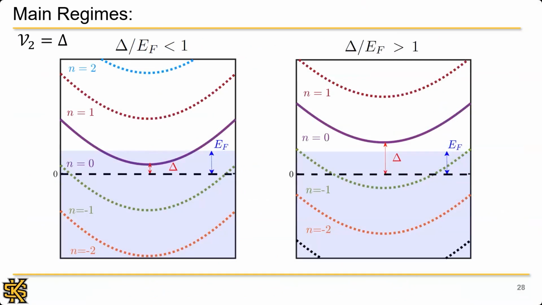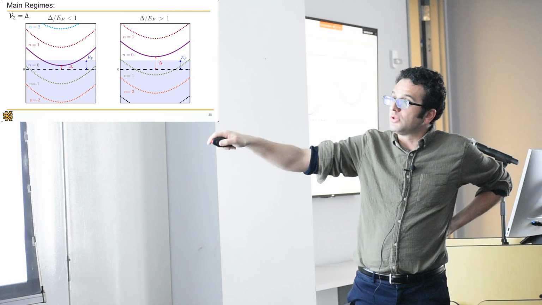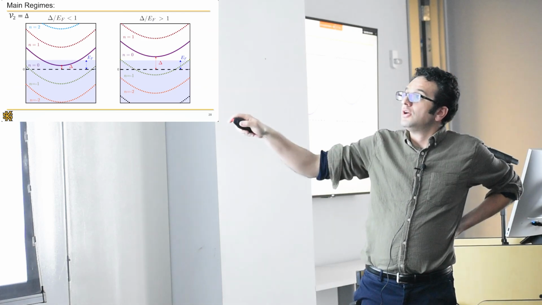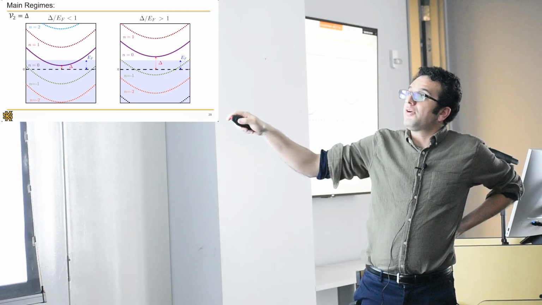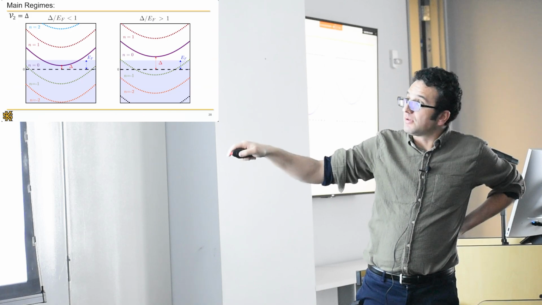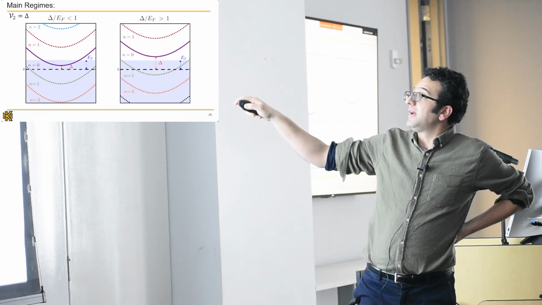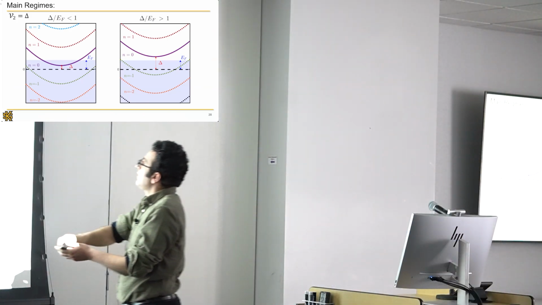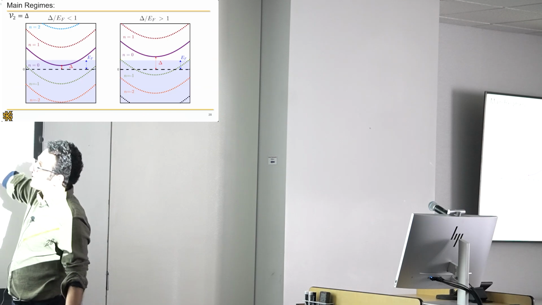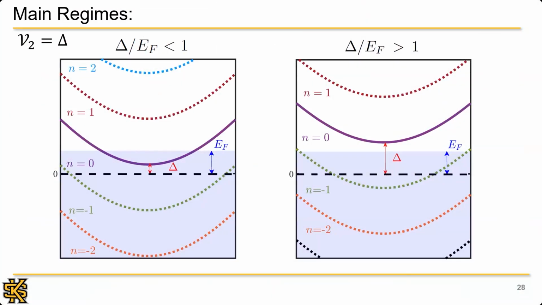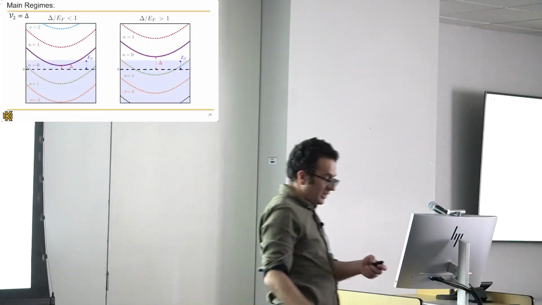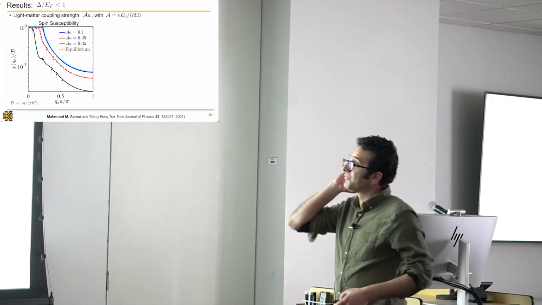We have two main regimes. Let's call the V2 shift delta for now. If I have my E Fermi larger than delta, I have a certain regime. And if my delta is greater than E Fermi, basically if my E Fermi is less than the shift, then I have a different regime. So let's start with the first regime.